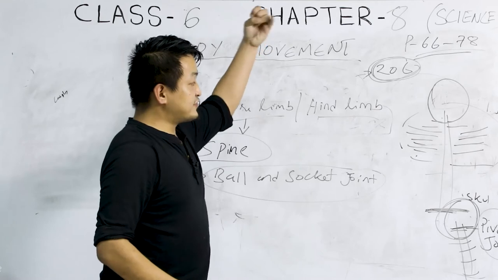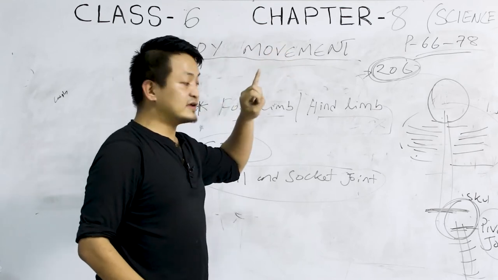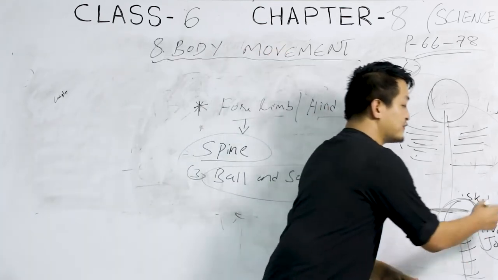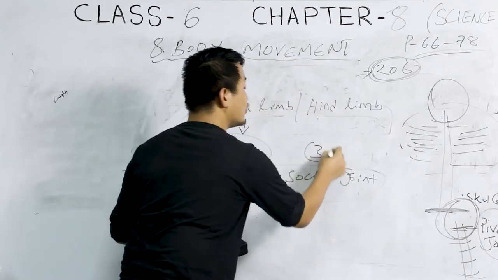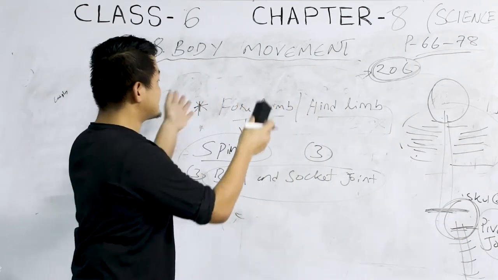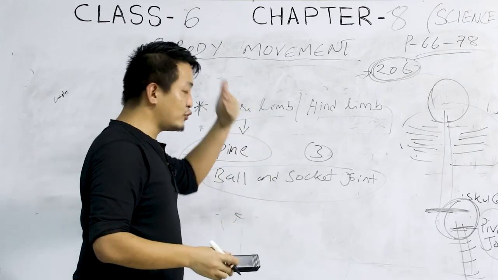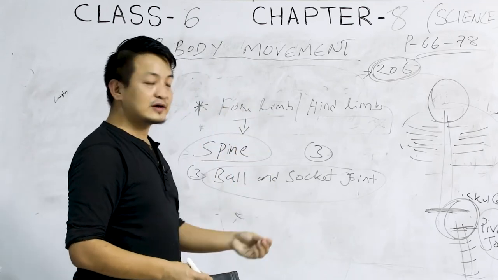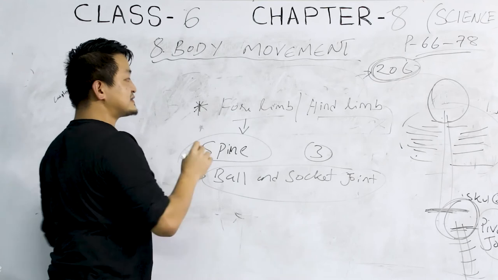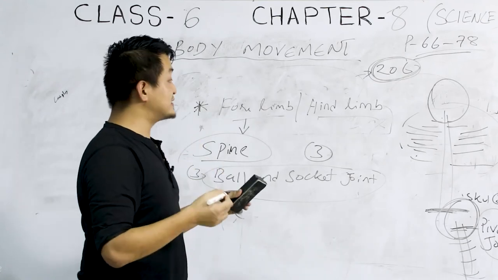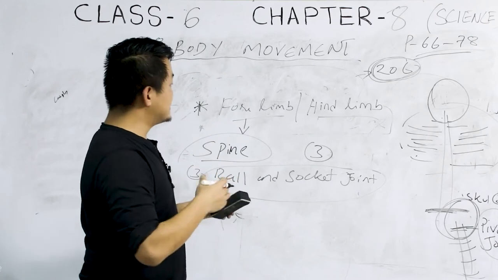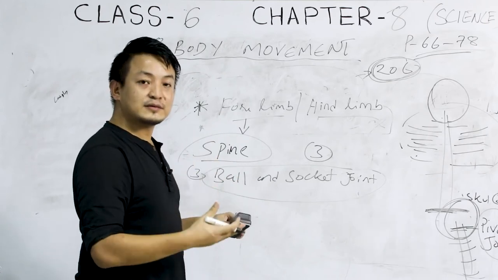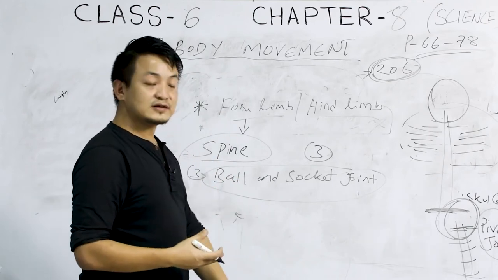Students, see, the first type of joint we have studied is the fixed joint. Now the pivot joint is second. And the third one, keep in mind, is the ball and socket joint, okay? So we are studying the body parts as well as the joints together, clear? Like I said, this is a topic which you have already studied in detail in class 5, clear? So I'm just giving you a quick summary about the human skeleton, clear?